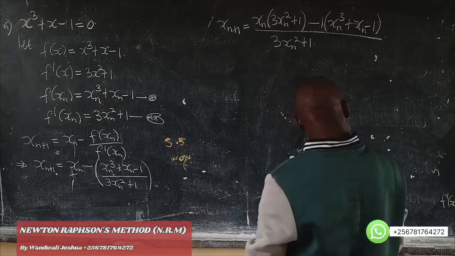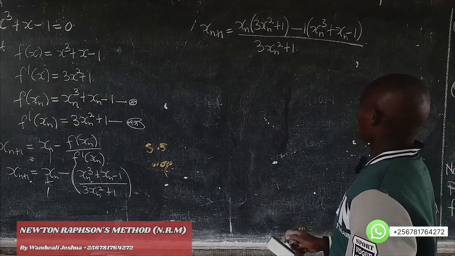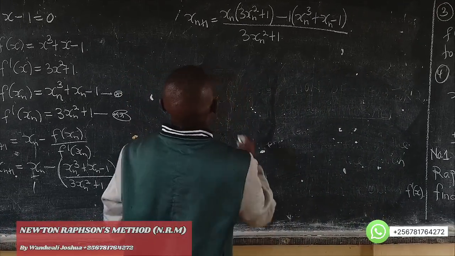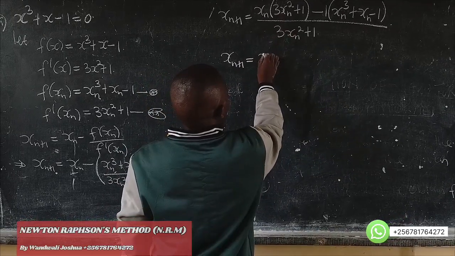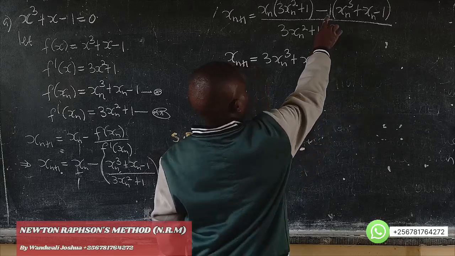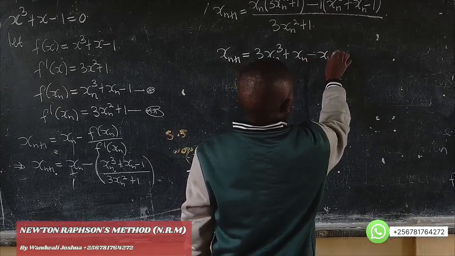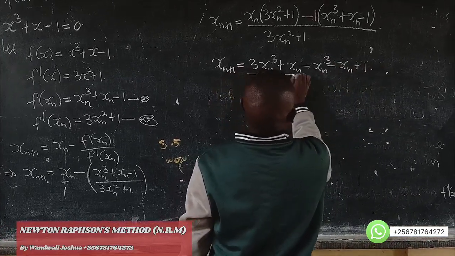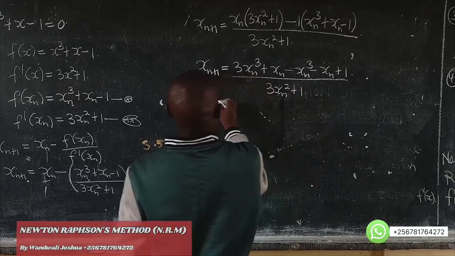Many candidates have a challenge with speed. So when you reach here, always move close with your algebra. Speed is good, but it's not very good. I believe you understand. So x_{n+1}, expand this, that will be 3x_n cubed plus x_n. This negative 1 distributing inside, we have negative x_n cubed minus x_n plus a 1. The whole of this we divide by 3x_n squared plus a 1.